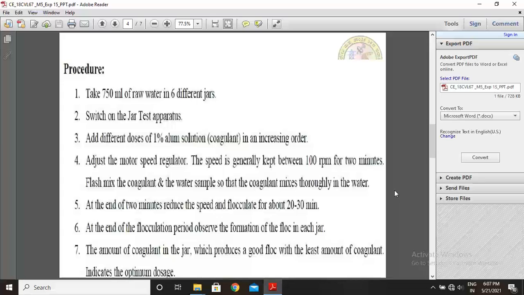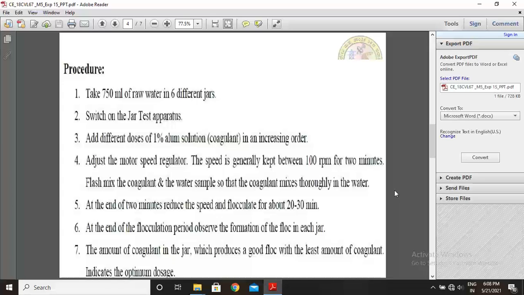After preparing the reagents, now how to proceed with the experiment in terms of procedure. Let us see. First step is take 750 ml of raw water in 6 different jars. Switch on the jar test apparatus. This jar test apparatus is electrically mounted.